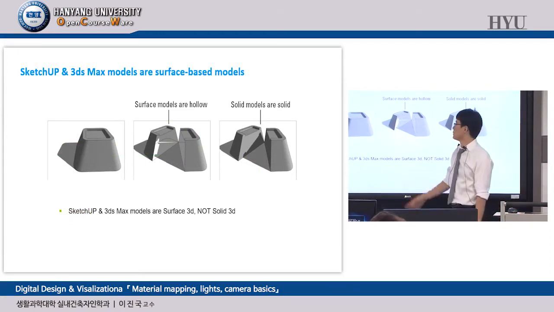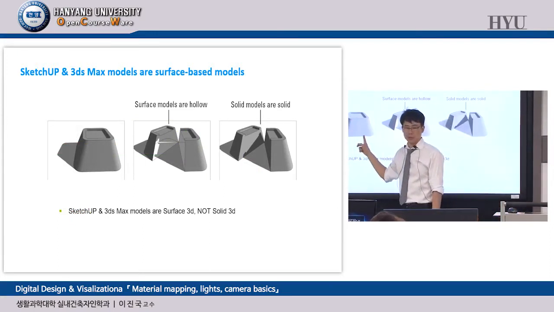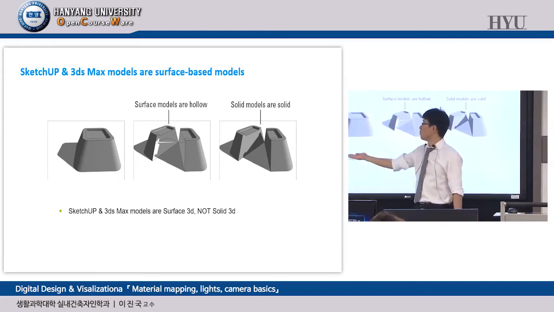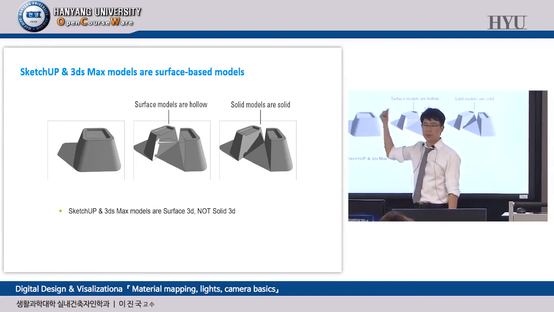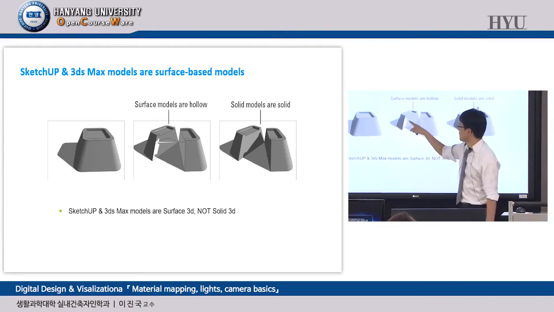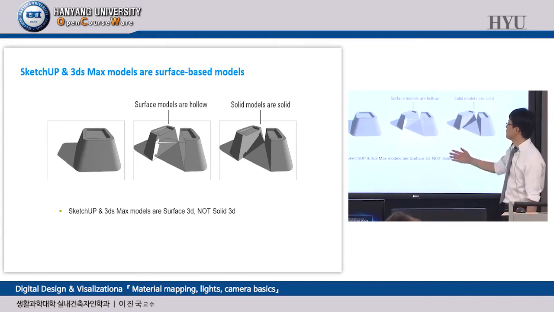What is surface-based 3D? Take a look. This one is 3D. What if you remove the bottom or top surface? You can find out the inside of this object is hollow, empty. That is surface-based 3D. But if this is solid 3D, you can find out it is solid-filled inside. So in the real world, is this always true? Sometimes you can make some thickness, and then you can find out the inside is hollow. But anyway, it has thickness.